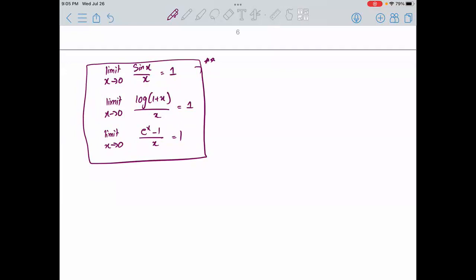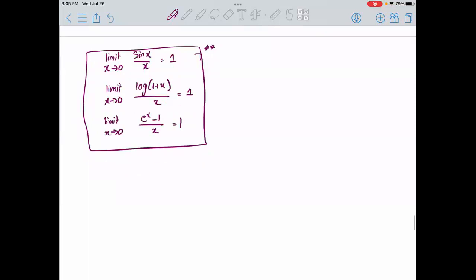In log, the base is e. If you use ln or log, this is the natural logarithm.